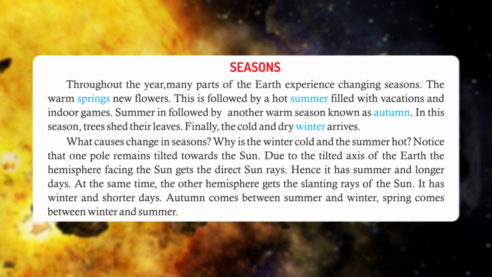What causes change in seasons? Why is the winter cold and the summer hot? Notice that one pole remains tilted towards the sun. Due to the tilted axis of the Earth, the hemisphere facing the sun gets the direct sun rays. Hence it has summer and longer days. At the same time, the other hemisphere gets the slanting rays of the sun. It has winter and shorter days.